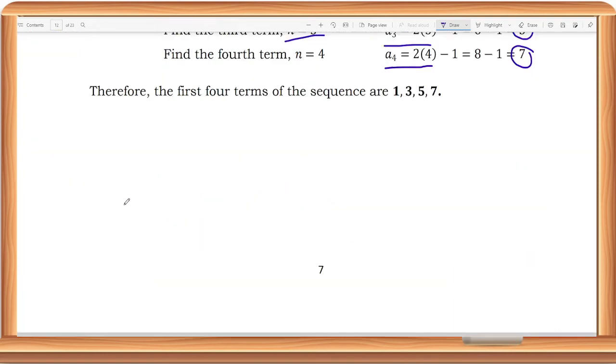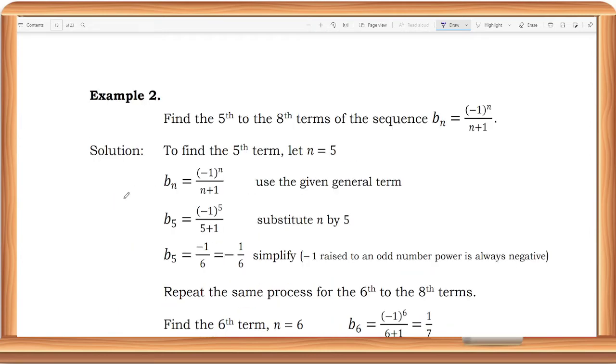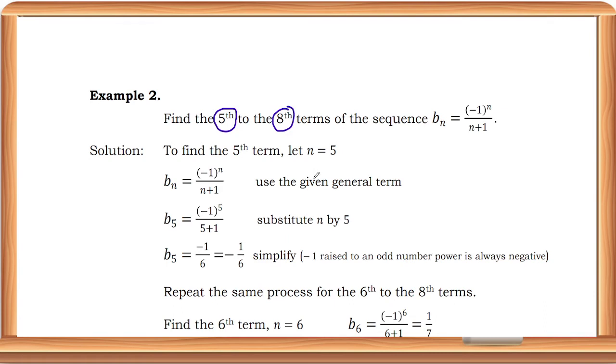Okay? Now, another example here, example number 2. Find the 5th to 8th terms. So, mag-start kang hanapin yung 5th hanggang 8th terms. So, you have to read very carefully of the question. In terms of the sequence, ito yung gagamitin mo. Okay? So, since b sub n is equal to, you have here a -1, nakaparenthesis siya. Tapos, ito yung n mo, kung ano yung term.